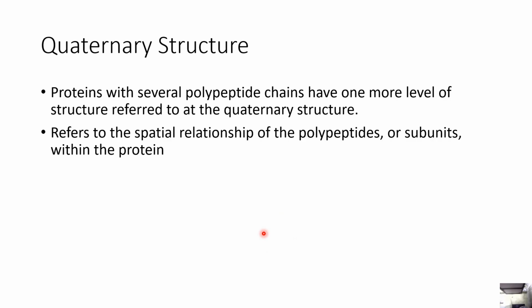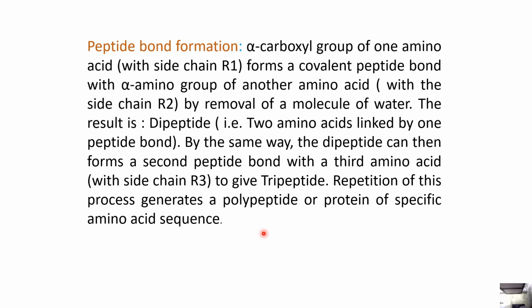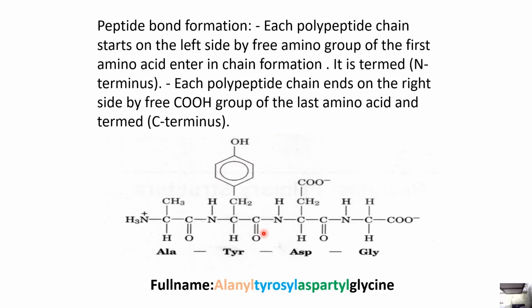We've already talked about the different levels of structure. We talked about peptide bond formation. The alpha carboxyl group of one amino acid with a side chain R1 forms a covalent peptide bond with the alpha amino group of another amino acid with a side chain R2. By removal of a molecule of water, the result is a dipeptide, two amino acids linked by one peptide bond. In the same way, the dipeptide can form a second peptide bond with a third amino acid with side chain R3 to give a tripeptide. Repetition of this process generates a polypeptide or protein of a specific amino acid sequence.